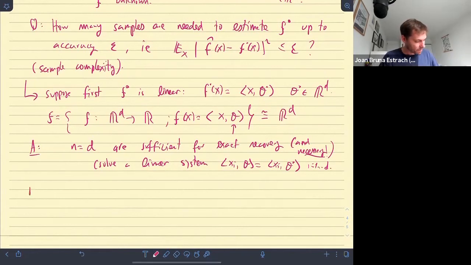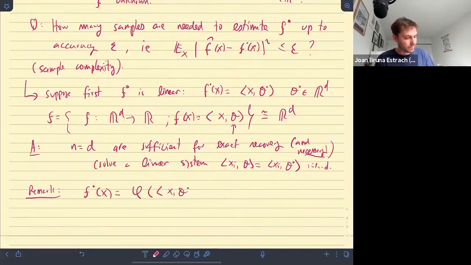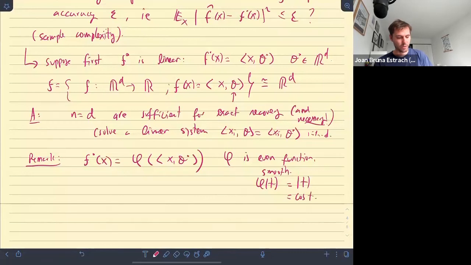There's a remark that I find quite interesting, and it already tells you that these problems are actually quite rich with structure. Let me now make the problem slightly more interesting for you. Instead of asking this function to be linear, I'm going to pass this dot product through a nonlinear function. Let me just say that it's an even function, and that is, let's say, smooth. For example, think that phi of t would be the absolute value, or maybe the cosine of t, something like this.